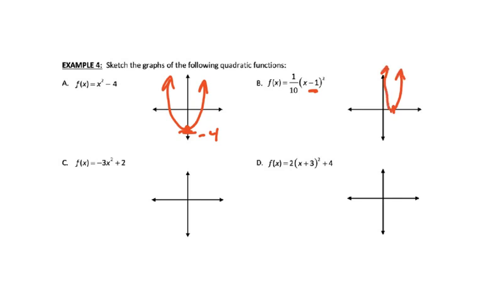Notice when I draw this one, it's got to be super... This should be super narrow because 1/10 is, oh no, that's wrong. 1/10 is very small, so actually this should be very wide. I'm drawing this wrong. It should be very wide. But the vertex shifts to the right 1.